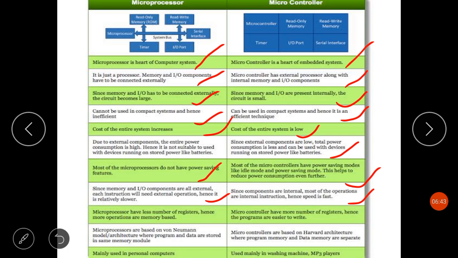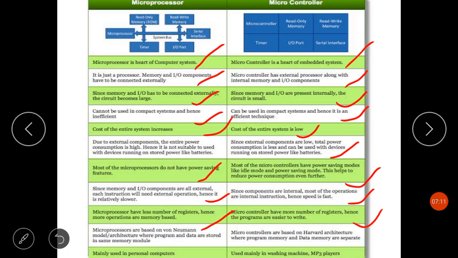Now, next difference is, microprocessor has a smaller number of registers, hence more operations are memory based. Again, this will make the speed of the microprocessor relatively slower. Whereas in case of microcontroller, it has more registers and hence it is easier to write the programs.